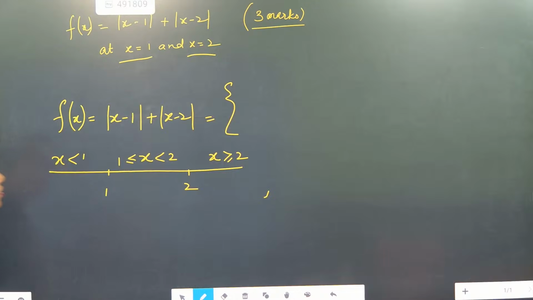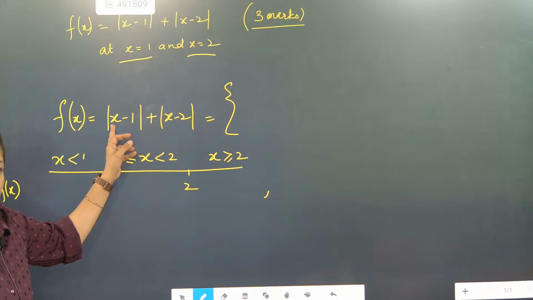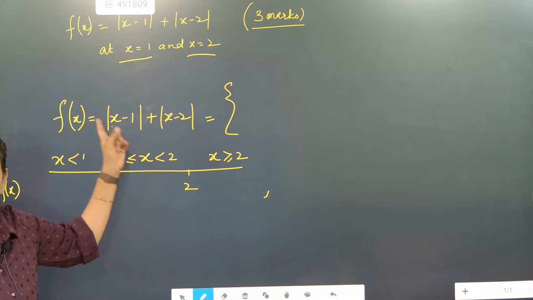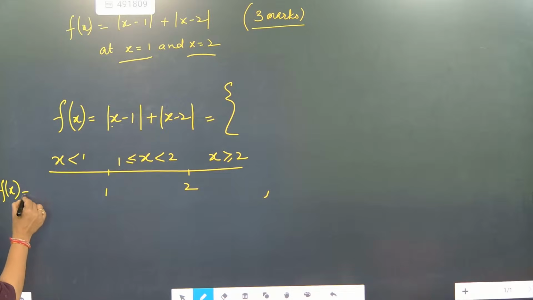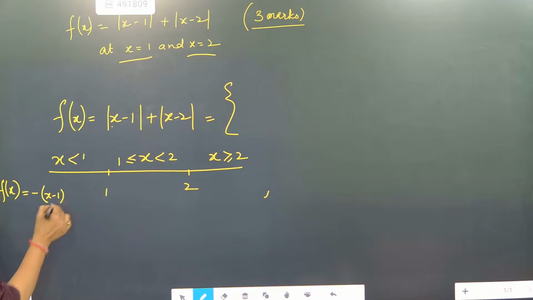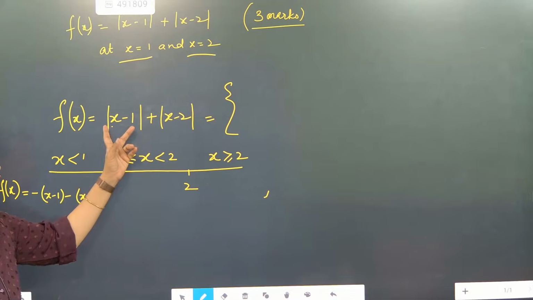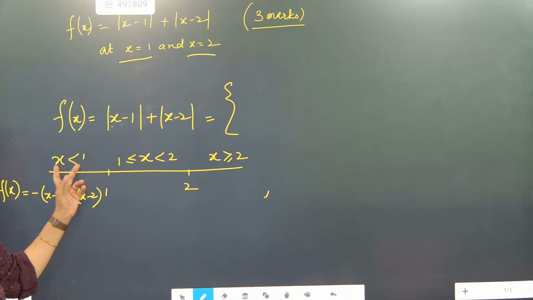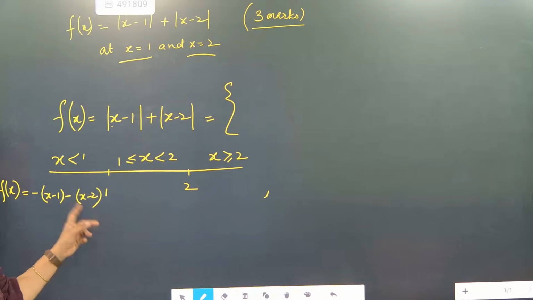Then how are we going to do it? Any value less than 1 that you put means x will be less than 1. So the modulus will open with a negative sign. Again, I am explaining: here the modulus will open with negative because this region is less than 1 and 2 both. So both are giving negative.